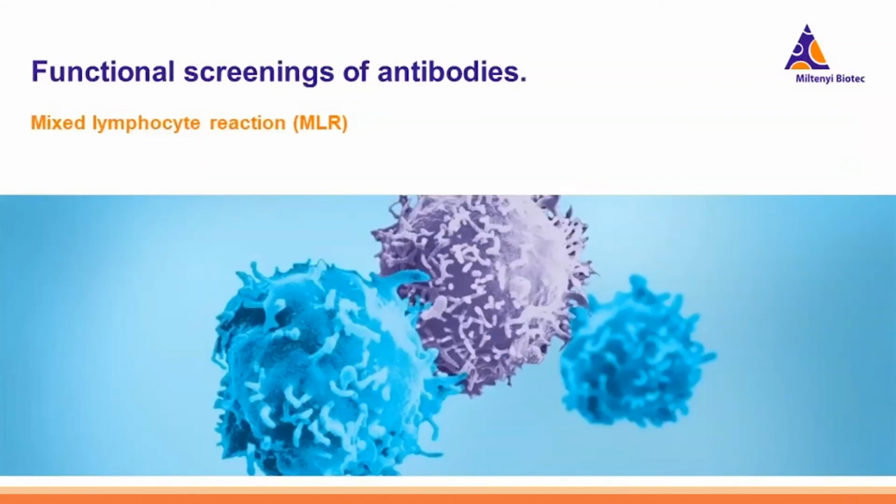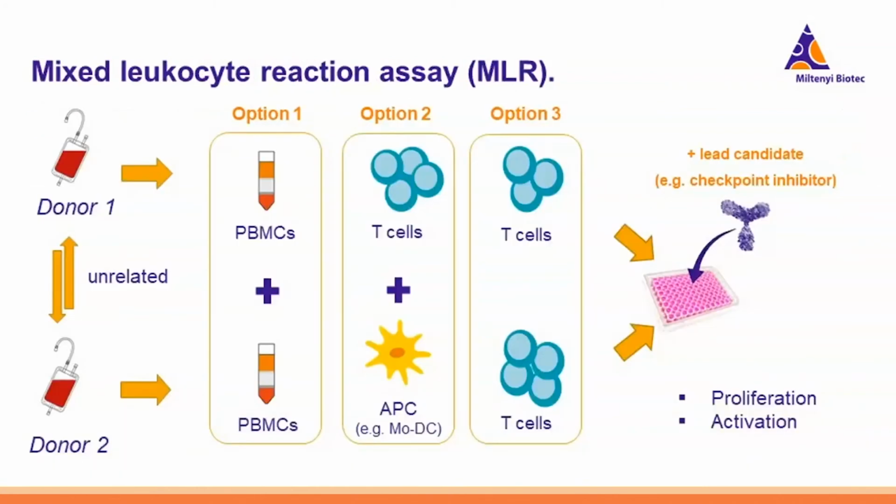And now we come to the second assay. Now we're talking about the mixed lymphocyte reaction, which I told you is mostly done for checkpoint inhibitors. This is an assay that is sometimes a bit confusing because it can be done in many different ways, and that's why people sometimes say MLR for many different things. So we put together three options that you can do. Option 1 is that you get your PBMCs from donor 1 and mix them with PBMCs from donor 2.